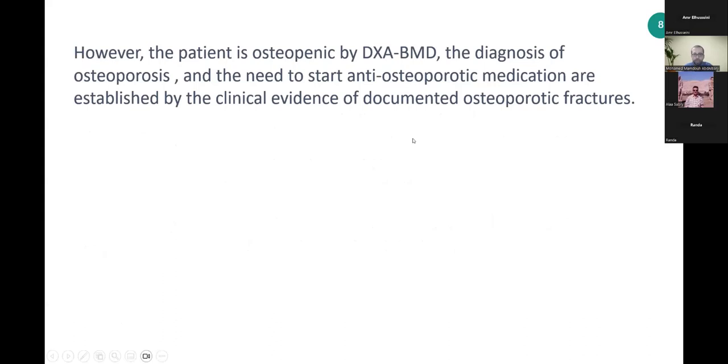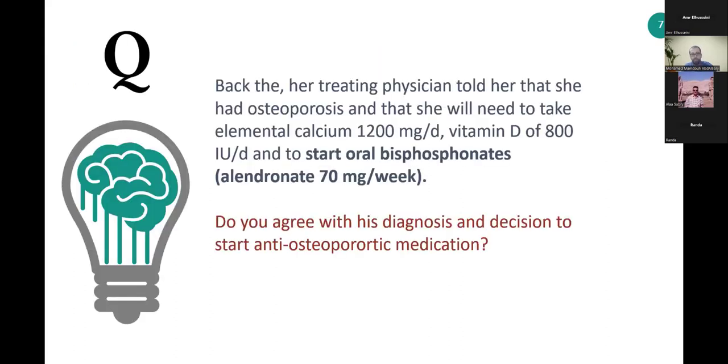So, however, the patient is osteopenic by DEXA BMD. So can you please just summarize it again, Mandouh, in a couple sentences, the presentation and the problem, so everyone will be focused on how to answer the question, please.